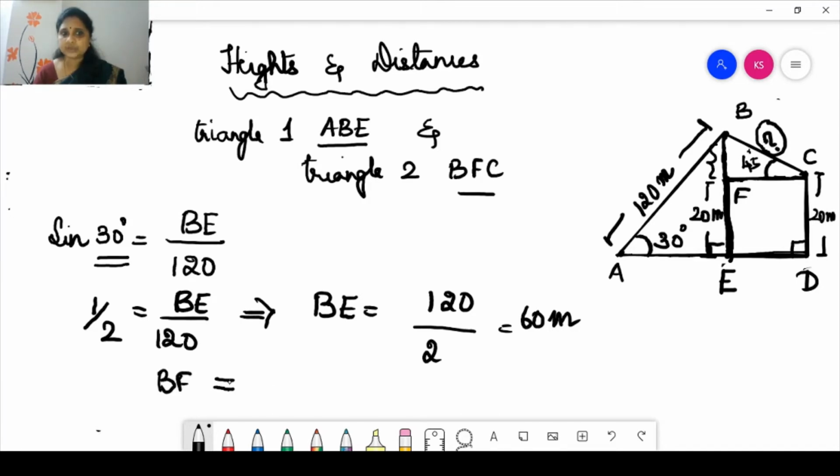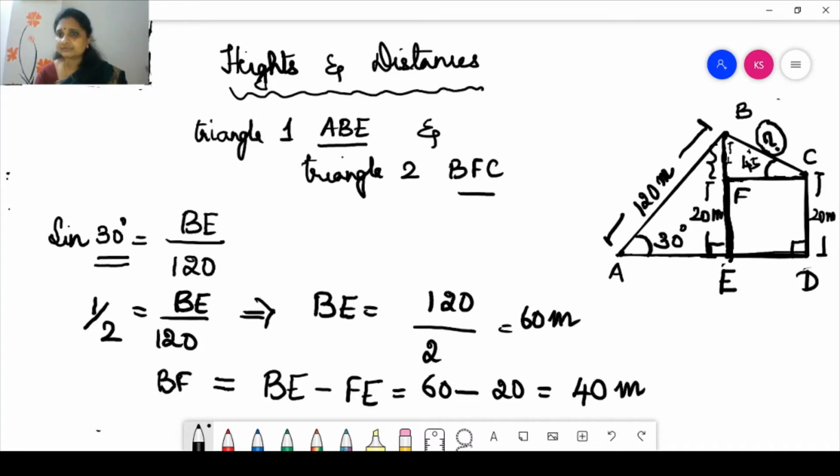BF is going to be BE minus FE. So your BE has been found out to be 60, minus FE, which is 20. So your BF is 40 meters. So I have found out this BF, that's nothing but 40 meters. As and when you find out the unknown values, keep marking it on the figure so that it gives you a lot of understanding, and it will also make it easy to find the unknown.